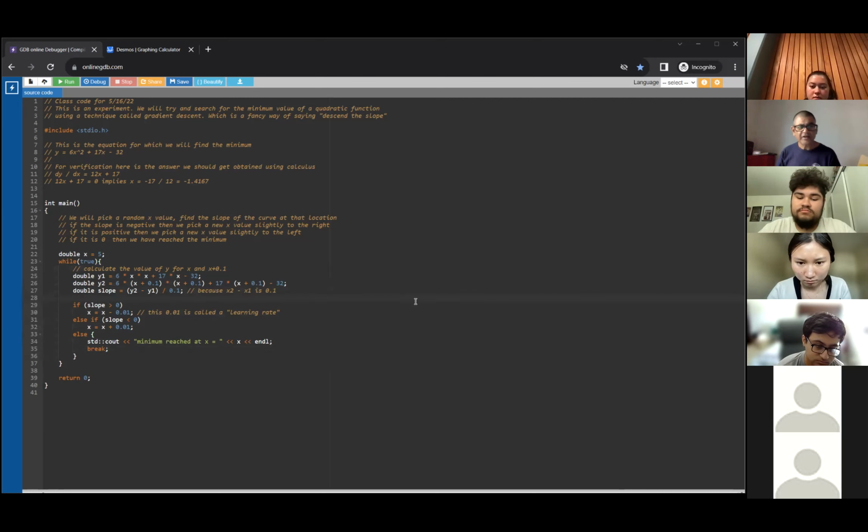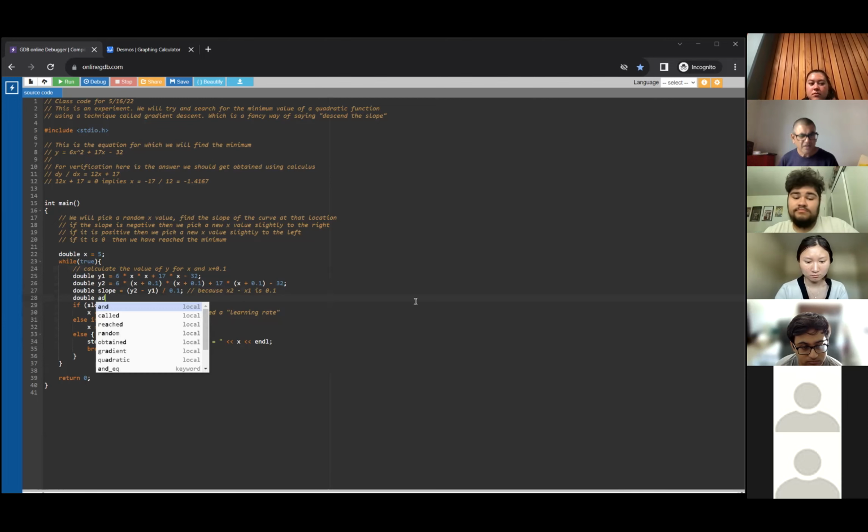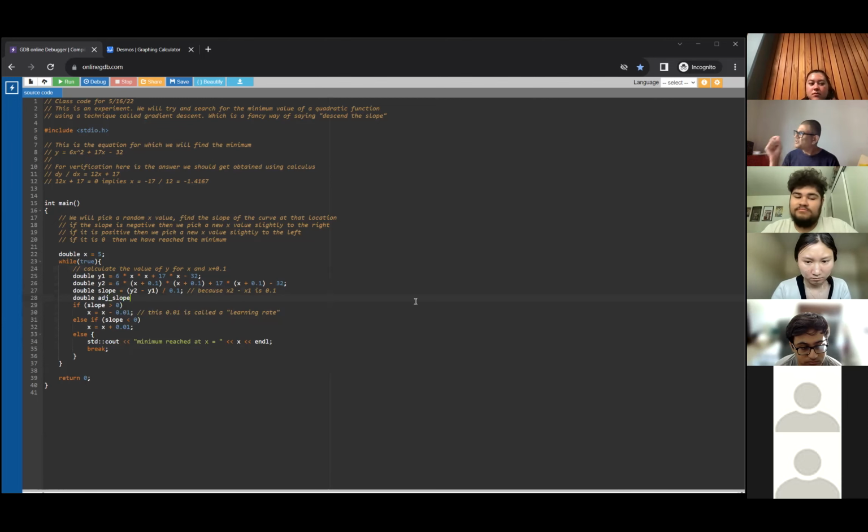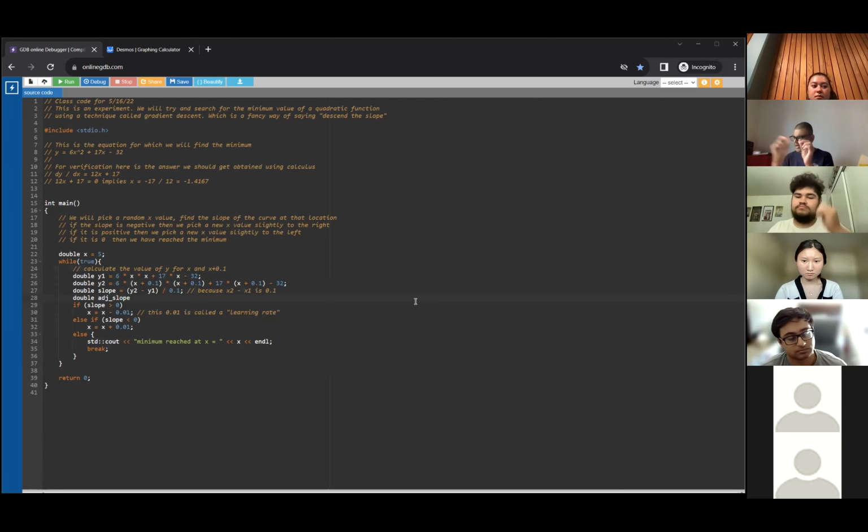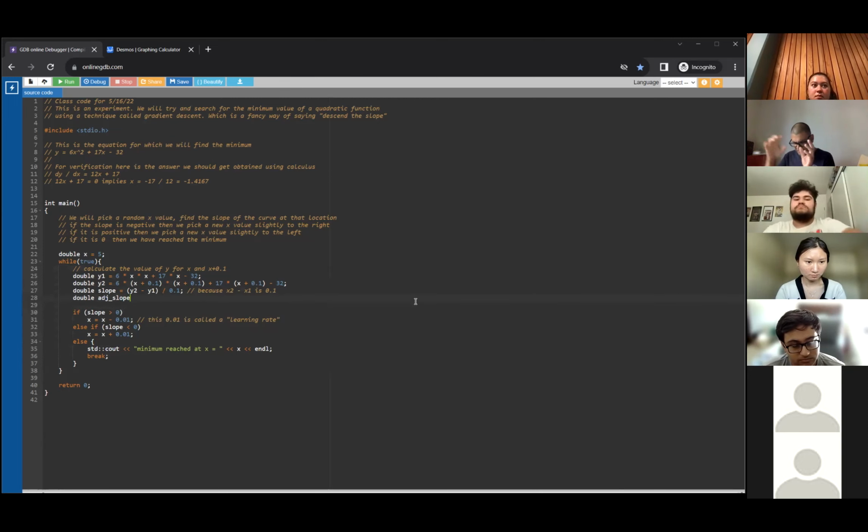Here we'll say double adjusted value, adjusted slope, right? Or no, what is the value? Clamp slope. No, I don't want to use fancy terms. I'm trying to think of a simple term that we can use. I want to clamp these values to certain numbers. We'll just say adjusted slope, right? Adjusted slope.